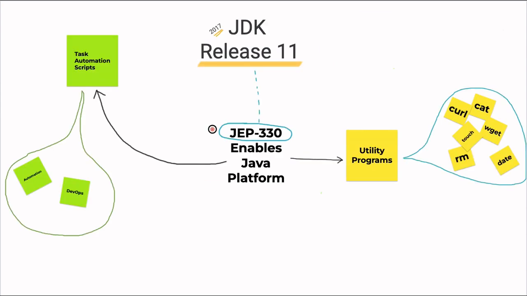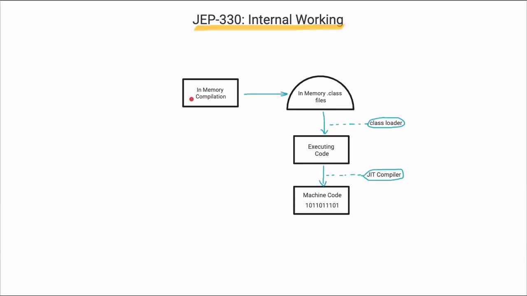This missing feature was added as part of Java Enhancement Proposal 330 in Release 11. Well, this JEP-330 is all about in-memory source code compilation, which means that instead of saving the compiled .class files within the disk, they are stored in memory, and a custom class loader loads these classes, which are then eventually executed and converted into machine code. So we have a runtime code interpretation directly from Java source code files as part of this enhancement.